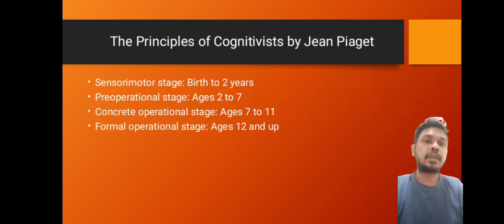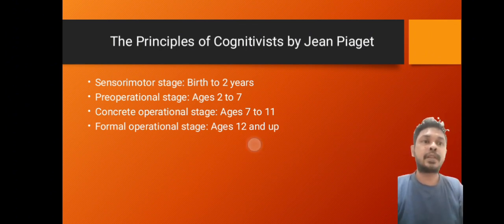Piaget's stages are: the first, sensory-motor stage, birth to 2 years. Pre-operational stage, ages 2 to 7. Concrete operational stage, ages 7 to 11. And then the formal operational stage, ages 12 and up.